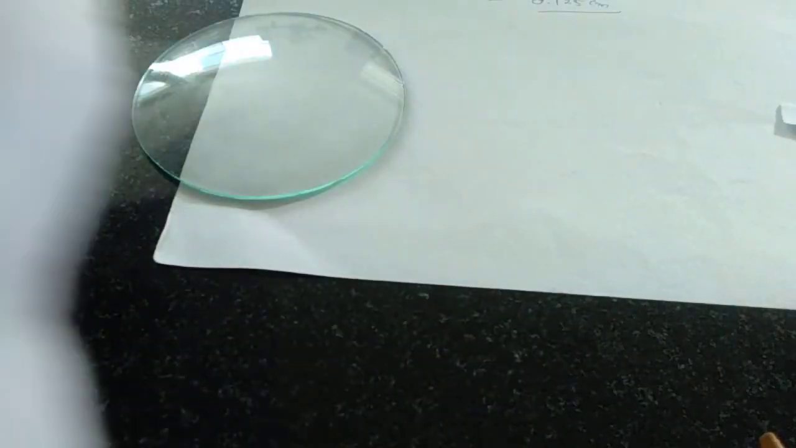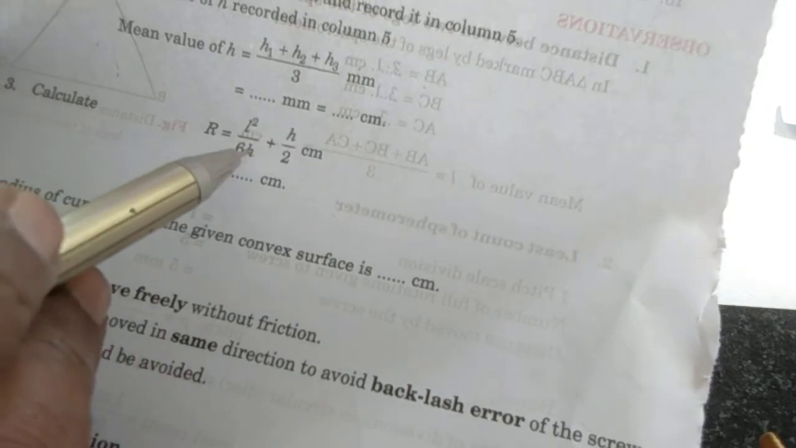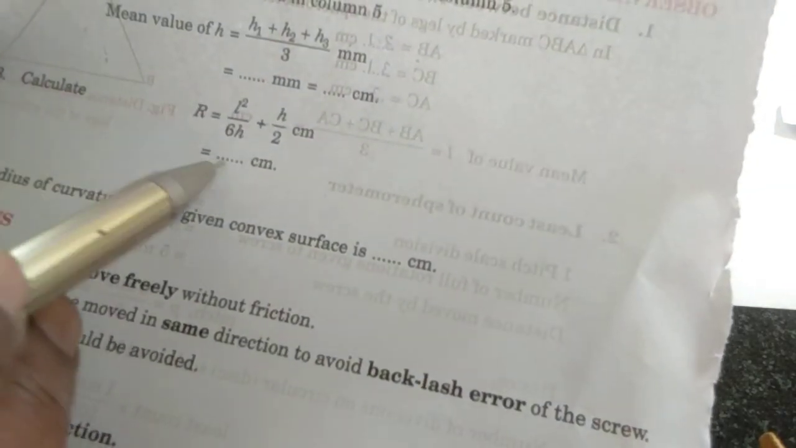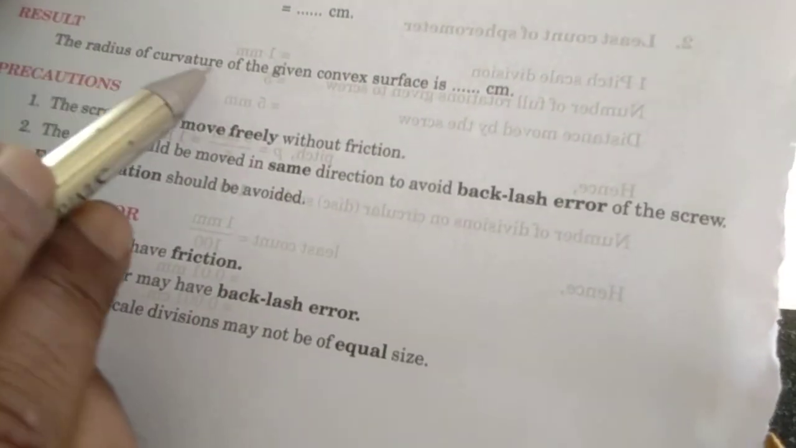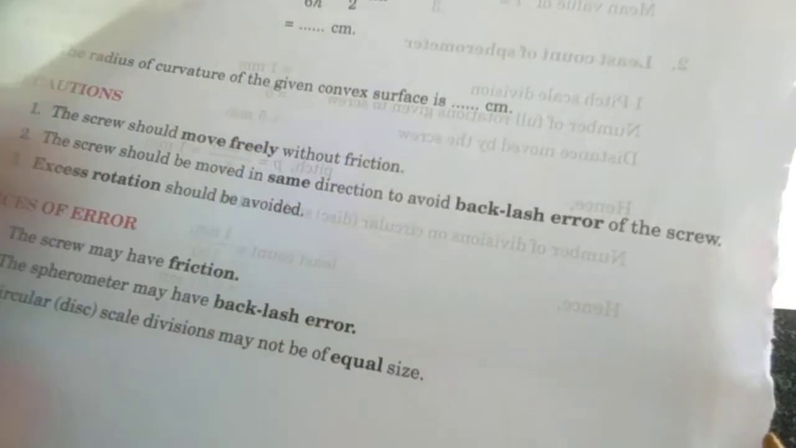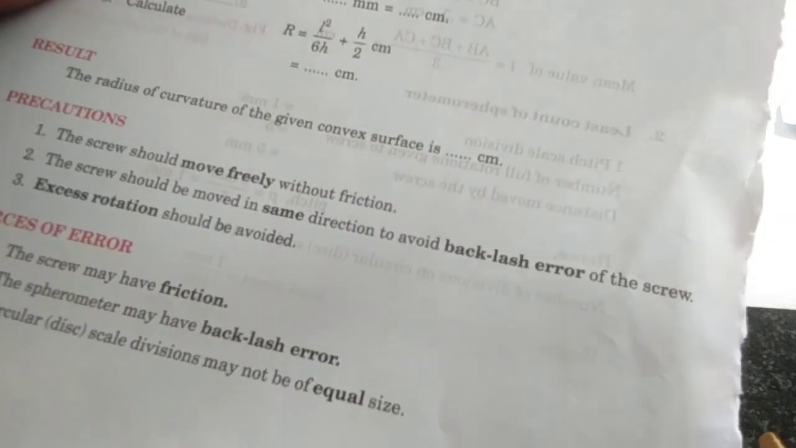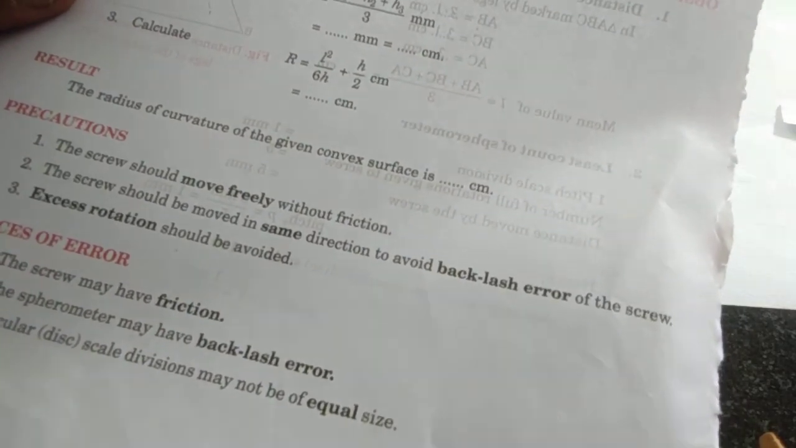So the length we got. Length square divided by 6H. For H, take the mean value of this thing and then put it as H plus H divided by 2. Then you will get the radius of curvature. Write the result: the radius of curvature of the given convex surface is dash centimeter. So this is how we can find out the radius of curvature of the given convex surface.